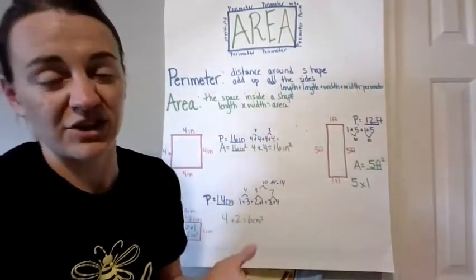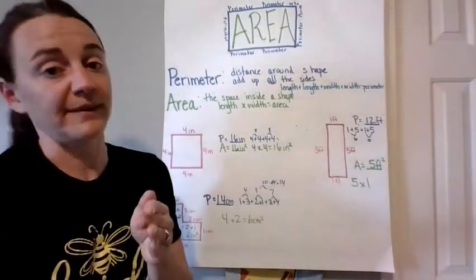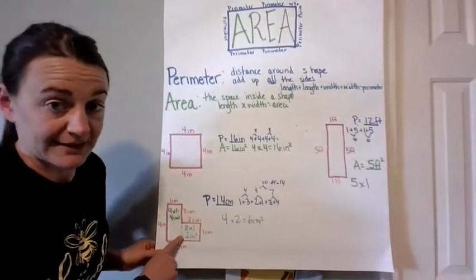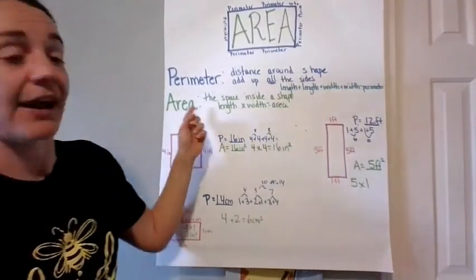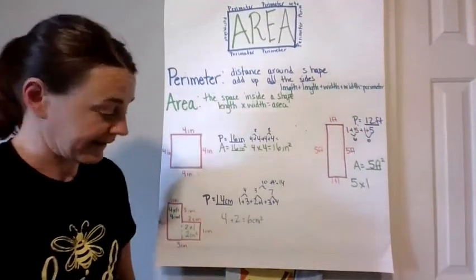So the formula could be length plus width, kind of depends on what your shape is, equals perimeter. Area, will always be finding areas of rectangles or shapes that can be broken up into rectangles like the composite. So the area's formula is always length times width equals area.